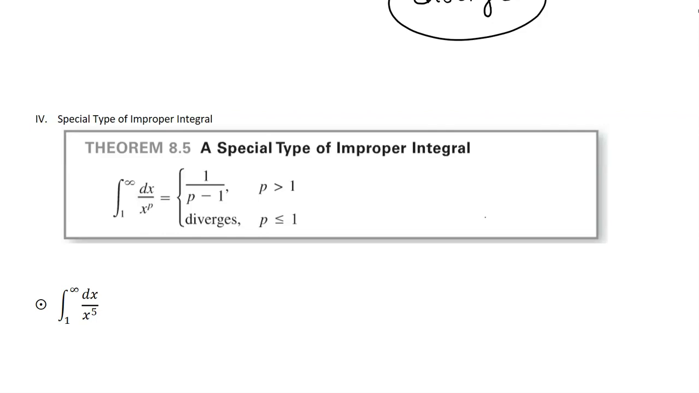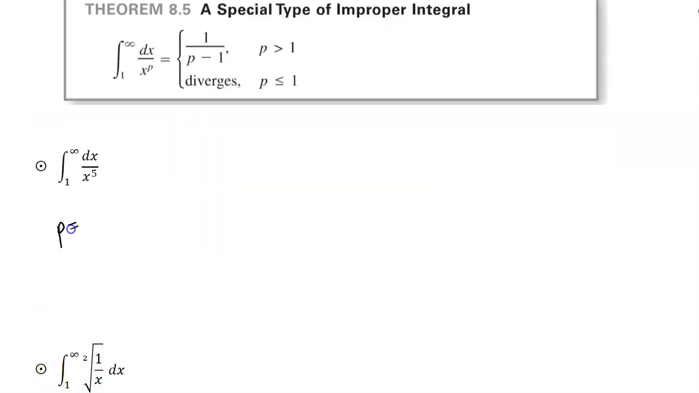So if it was the integral of dx over x, p would be equal to 1 and it would diverge. In this example, the integral from 1 to infinity of dx over x to the 5th, p here is 5. So since 5 is greater than 1, this one is going to diverge to 1 over 5 minus 1, which is just 1 over 4. And I think I said diverge. It is going to converge.